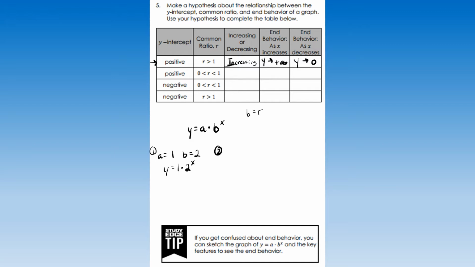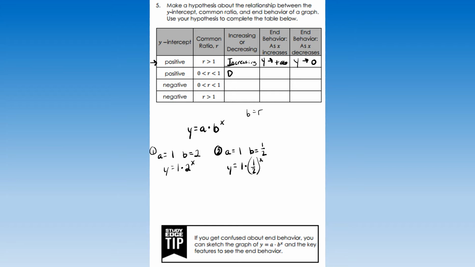The second graph, a was still a positive number, so a was still 1, but now b, or my common ratio, is between 0 and 1. So what does that mean? A number between 0 and 1 was like having a b value of 1/2, as 1/2 is between 0 and 1, or a common ratio in this case of a fraction. So that was the equation. That was y is equal to 1 times 1/2 to the x power.